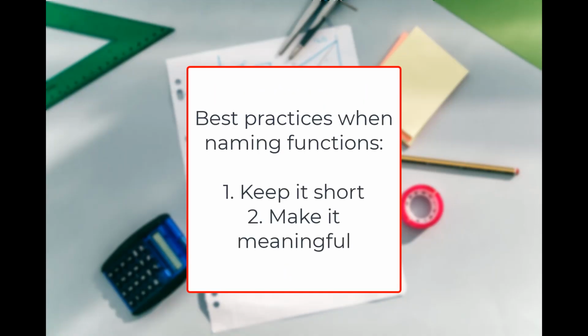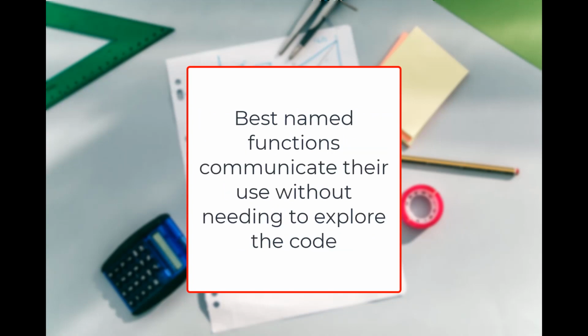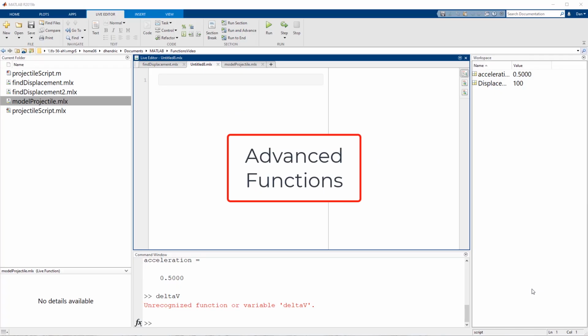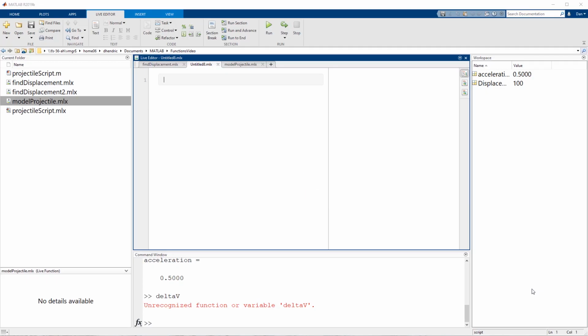Some good practices to follow when naming functions are listed on the screen. In general, function names should be short and meaningful. Overall, the best name for a function is one that communicates the usage of the function without the user having to read the actual code. Now that we've covered function naming, let's move on to a more advanced function.